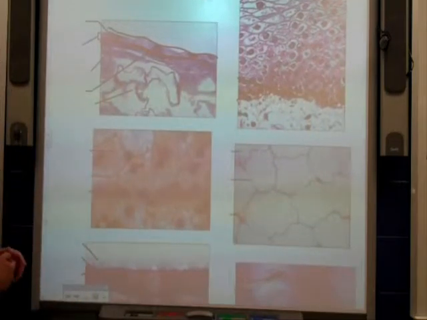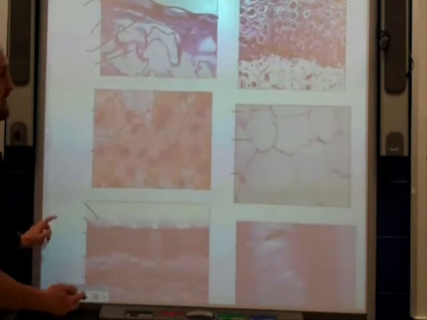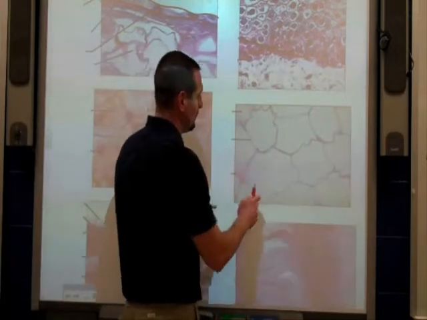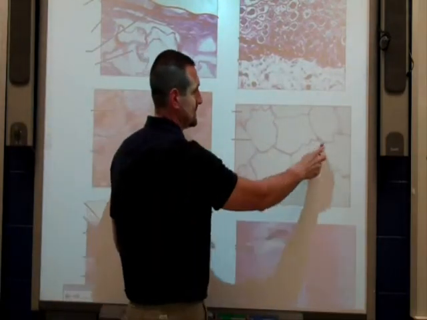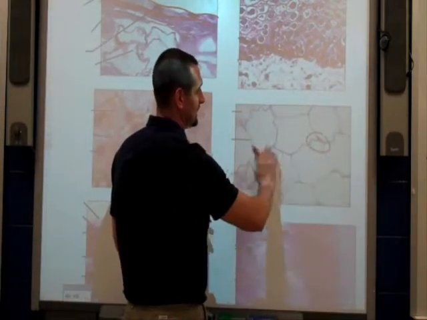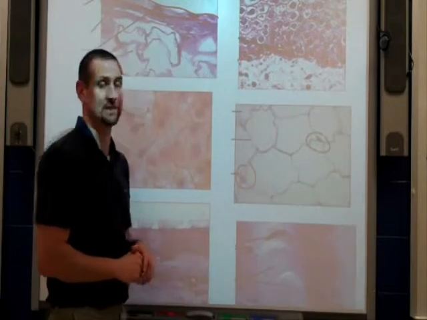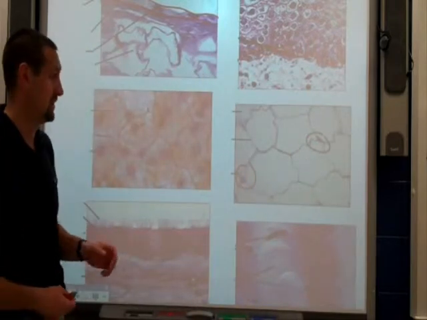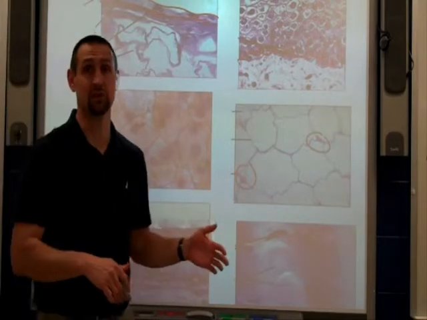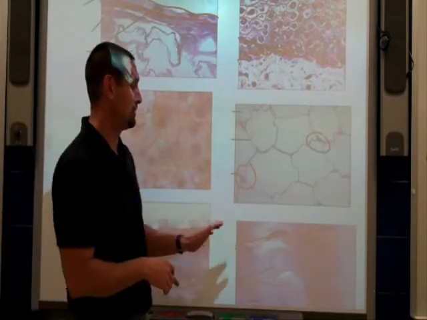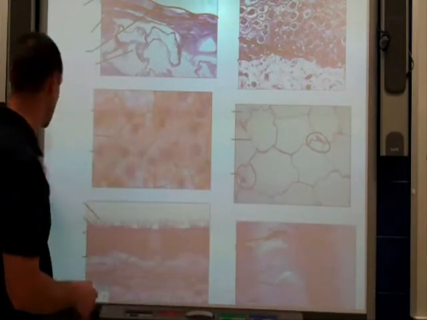Simple squamous epithelial. When I look at this tissue, we'll notice that we have some cells, but they're not directly connecting. There's a matrix in between them. So that's a good picture of adipose tissue. All right, so that's connective tissue proper, adipose tissue.